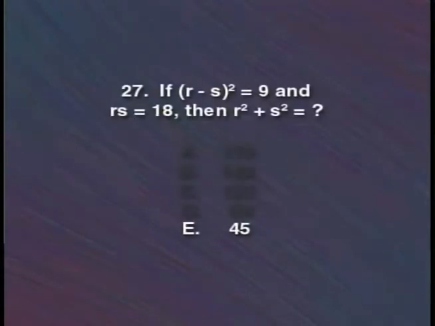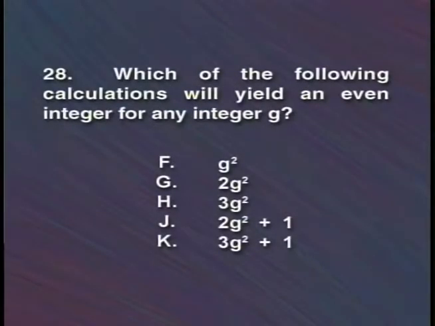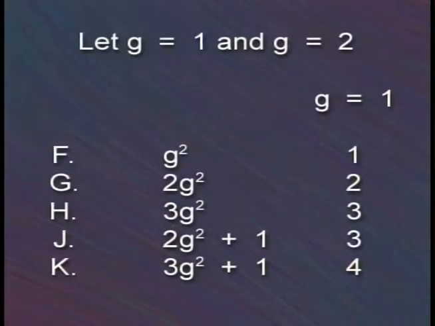Problem 28. Which of the following calculations will yield an even integer for any integer g? Let's substitute some numbers. Let g equal 1, an odd number, and then let g equal 2, an even number. For g equals 1, the options are as follows. g squared is 1, 2g squared is 2, 3g squared is 3, 2g squared plus 1 is 3, and 3g squared plus 1 is 4.